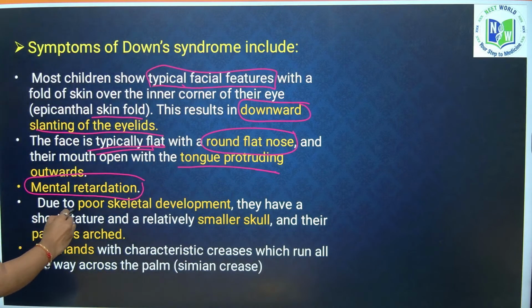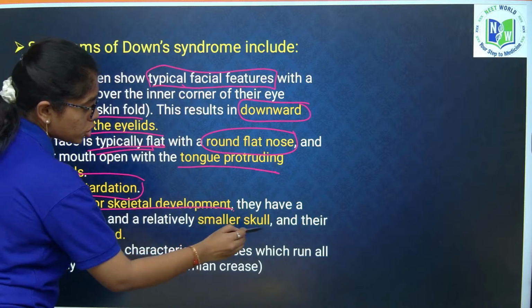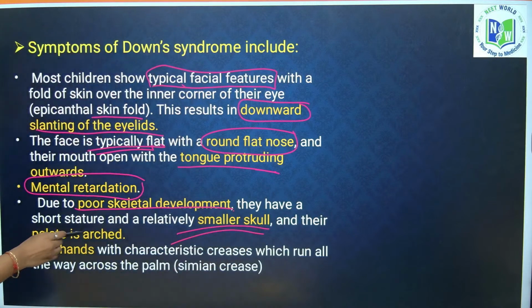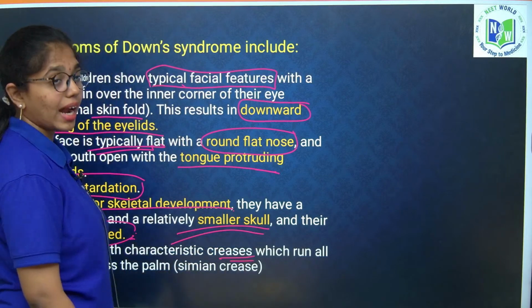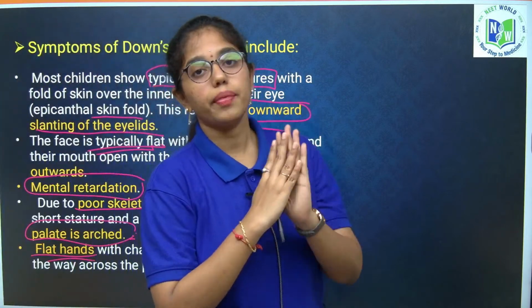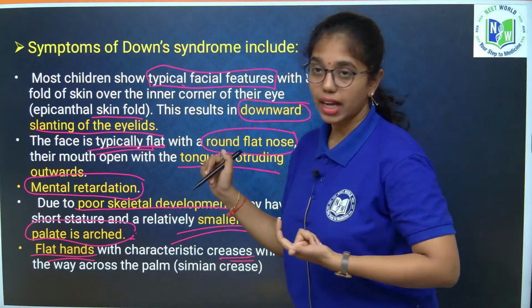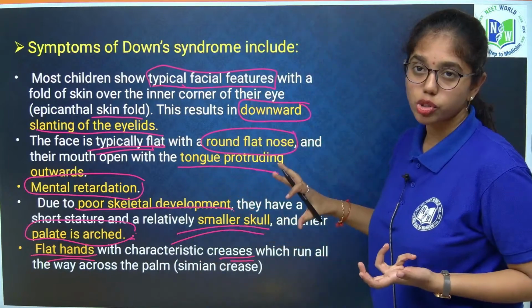Lastly, poor skeleton development is observed, a smaller skull, and their palate is arched. They have flat hands with more creases on the palm. So yes, what are the symptoms of Down syndrome?